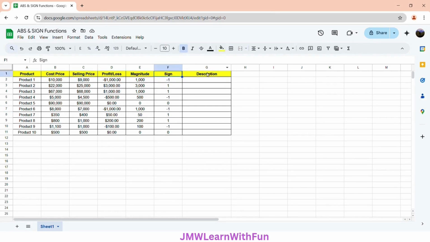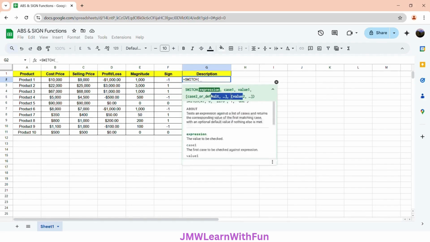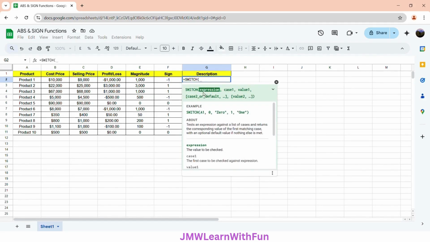Now, to write the description, we will use the SWITCH function, which returns a value by comparing cases to an expression. It takes expression, case 1, value 1, optional case 2, optional value 2, and so on as arguments. If the SIGN function returns -1, we should get a loss of some dollars, if it returns 1, we should get a profit of some dollars, and if it returns 0, we should get no net profit or loss.